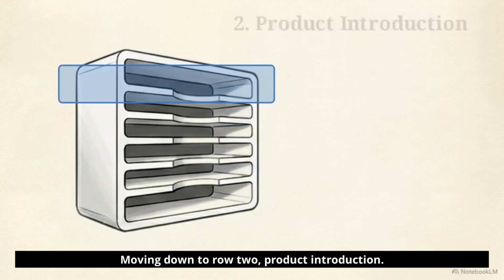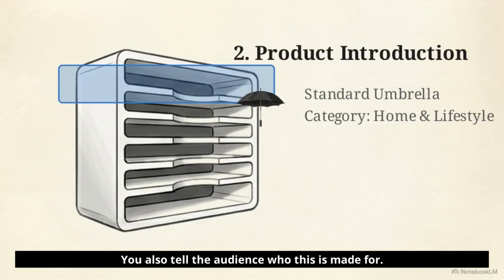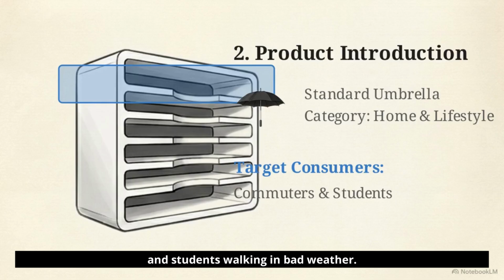Moving down to row 2, product introduction. Here, you define the brand name and category. You also tell the audience who this is made for. For our umbrella, the target consumers are commuters and students walking in bad weather.